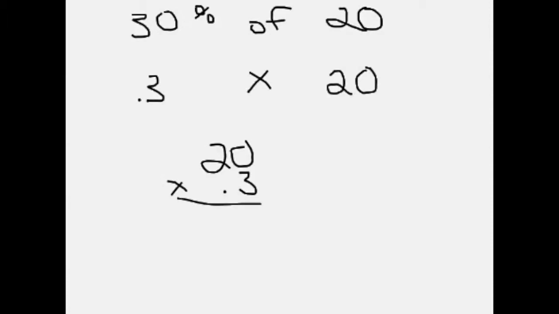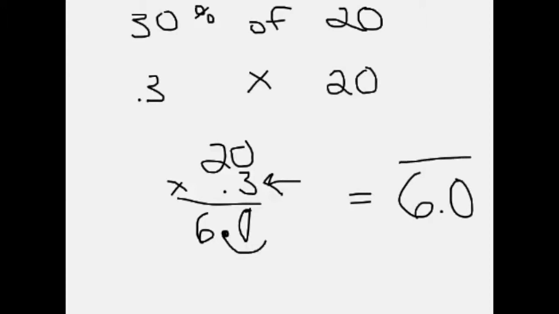and it looks like this. 3 times 0 is 0. 3 times 2 is 6. After this, we need to make sure that we pay attention to the decimal point, and we're going to drop our decimal one place to the left. So our answer for this will be 6.0 or 6. That is the end.